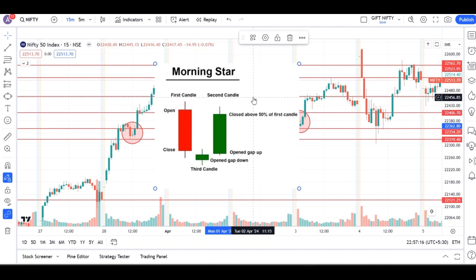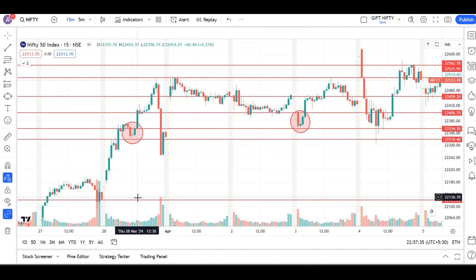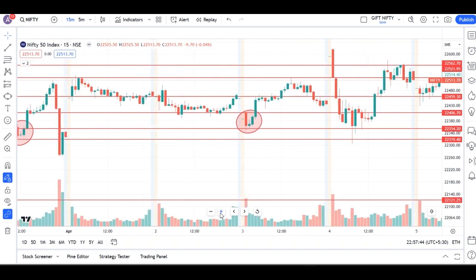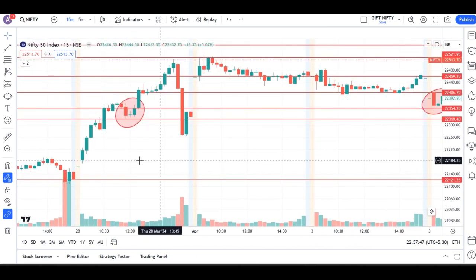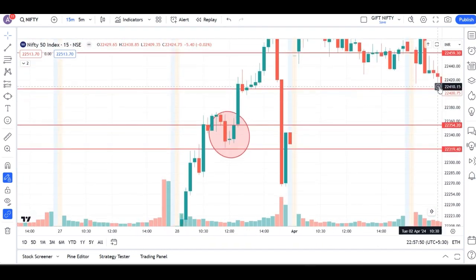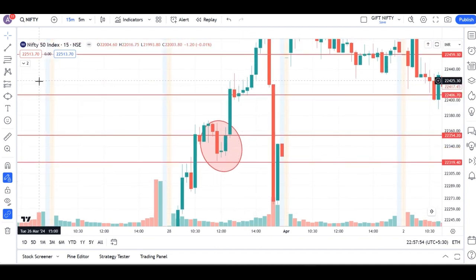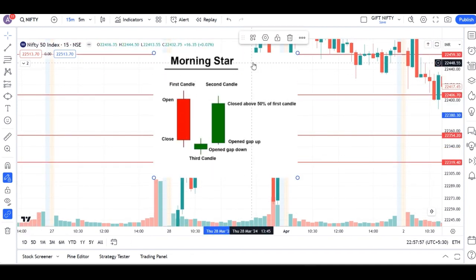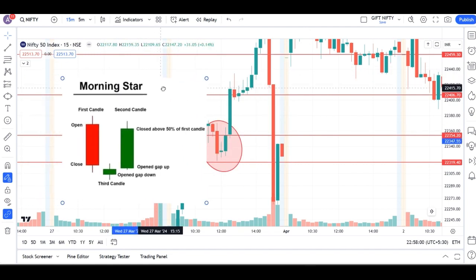Now let's check with the Nifty 50 chart. With the 15 minutes time frame, I have taken the last one to two weeks, and whenever the pattern was found, I have taken that chart as well just to explain to you. Generally on 28th March, around 12 in the mid afternoon, this morning star pattern has formed. So let's compare with this morning star pattern.